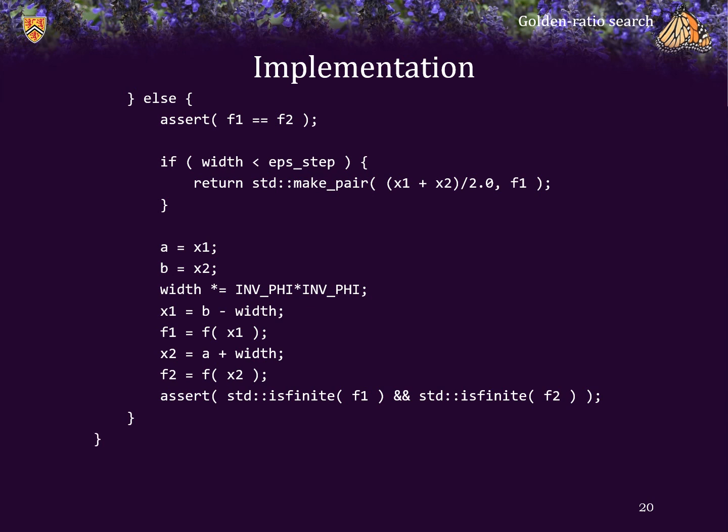At this point, we have finished our loop. And if we ever do finish that loop, that means we did not find a minimum. And so we're just going to return a pair of not a number.